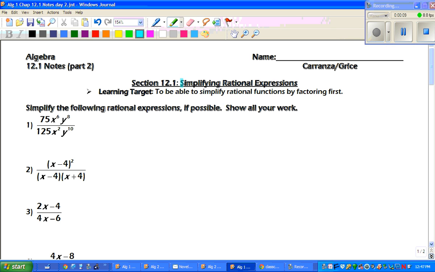Today we are continuing our discussion about simplifying rational expressions. Our learning target today is to be able to simplify rational functions by factoring first. Now, the directions tell us to simplify the following rational expressions if possible, and then to show all of your work.